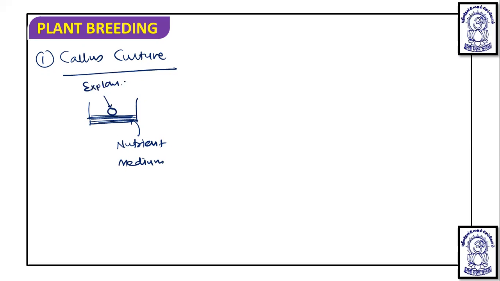Now this explant is a small piece of plant part. This small piece of plant part is placed in a nutrient medium. This nutrient medium has agar, which acts as a solidifying agent. So the nutrient medium will be solidified, and on this the explant is kept. Now the explant will divide, and after division it will form a mass of cells, and this mass of cells is known as callus. This way the callus is developed on this solid medium.